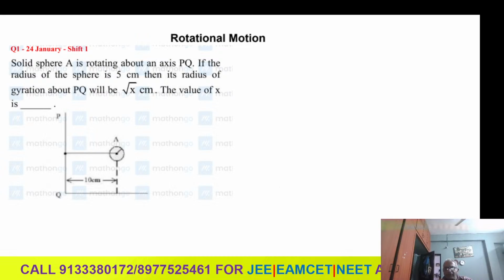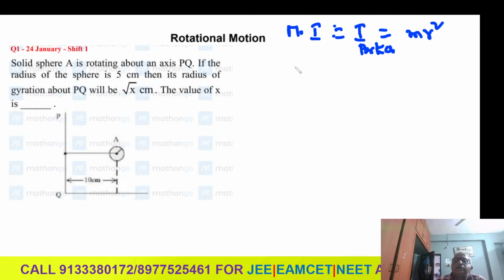20 questions are given in the assignment. You can see solid sphere moment of inertia. First we are discussing moment of inertia. You know, the general formula for a particle is mr square, where r means the perpendicular distance from the axis of rotation. But for different bodies, the formula is different.